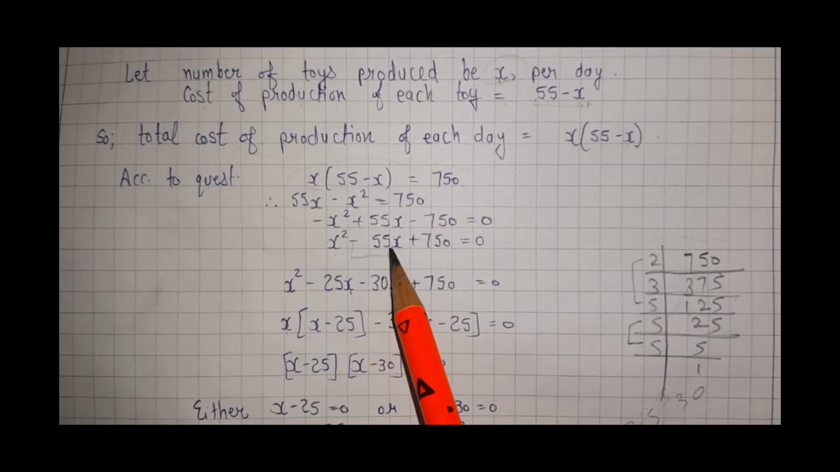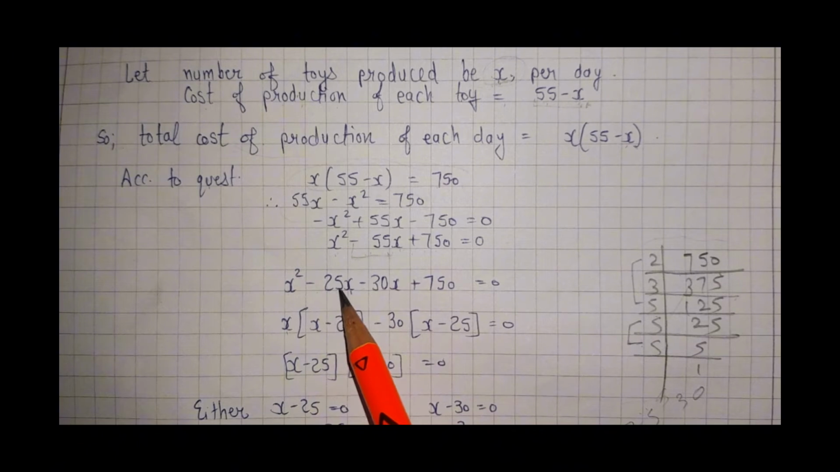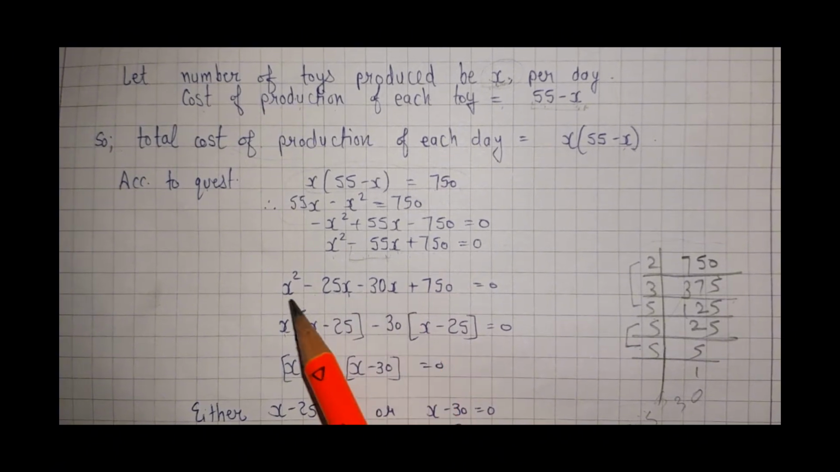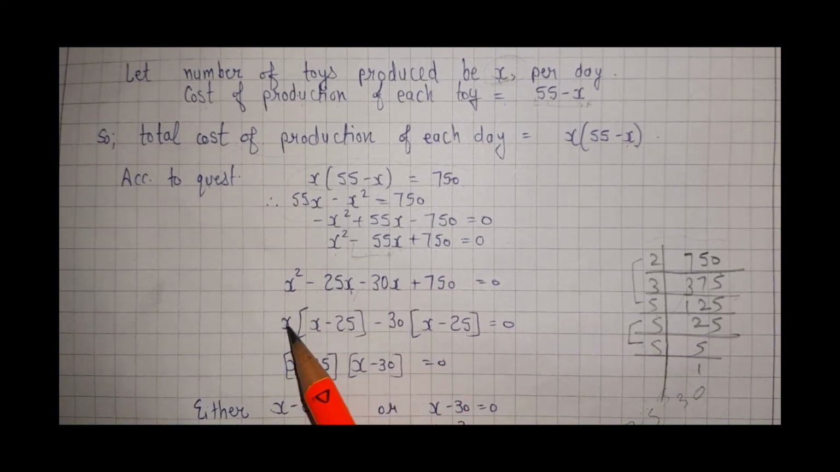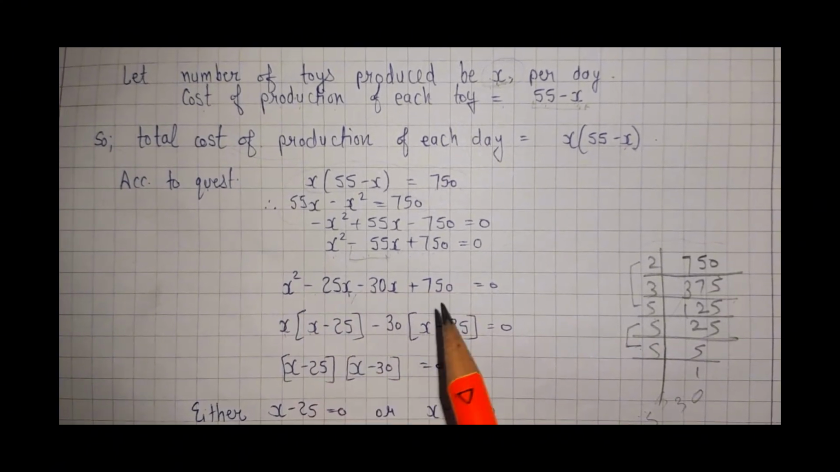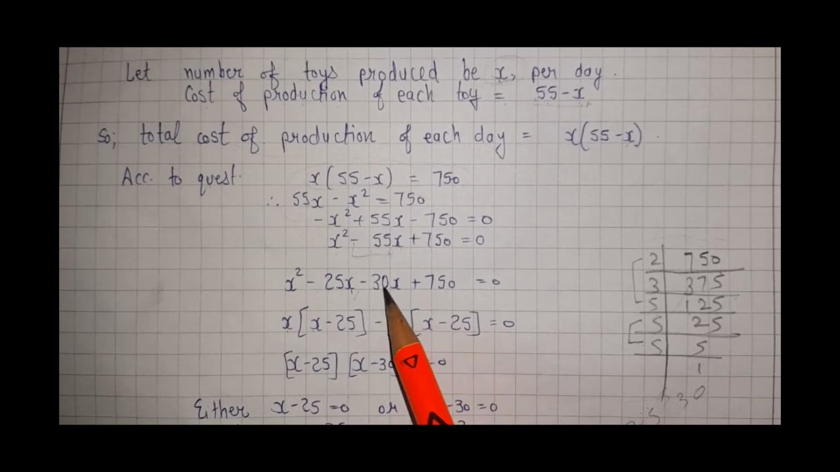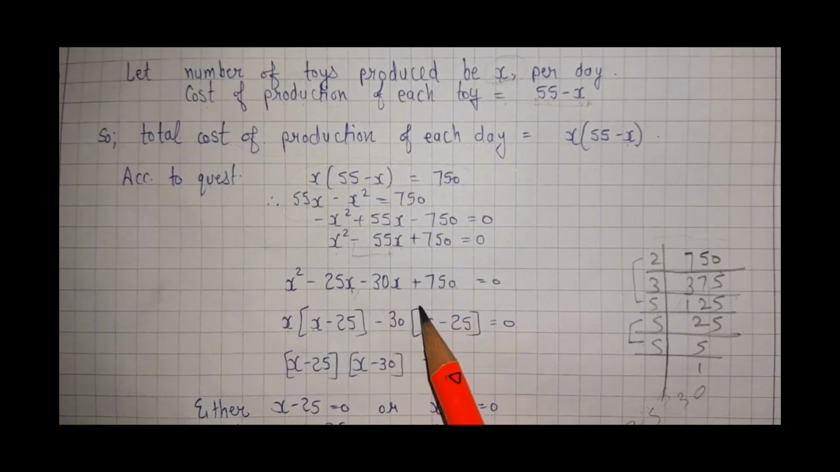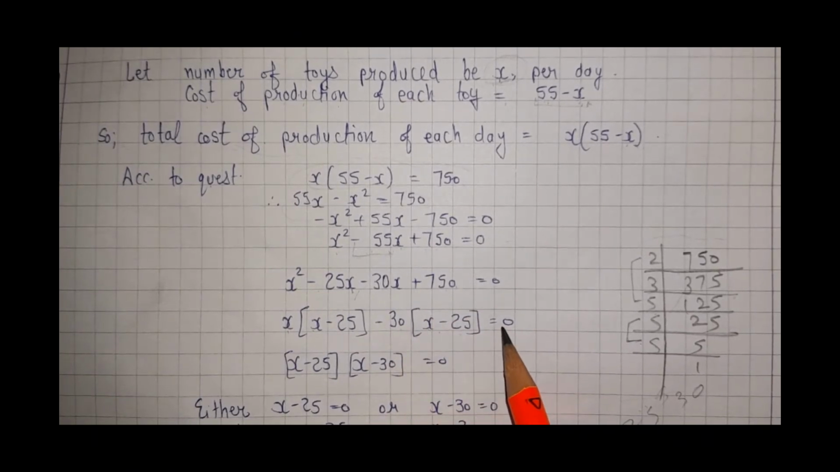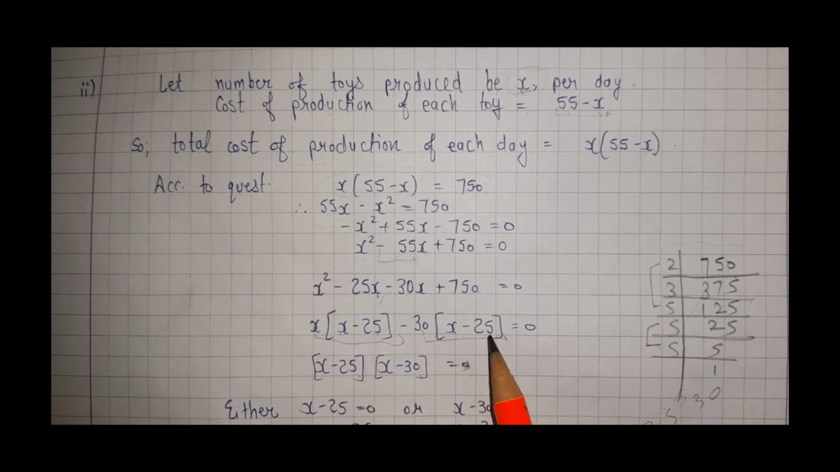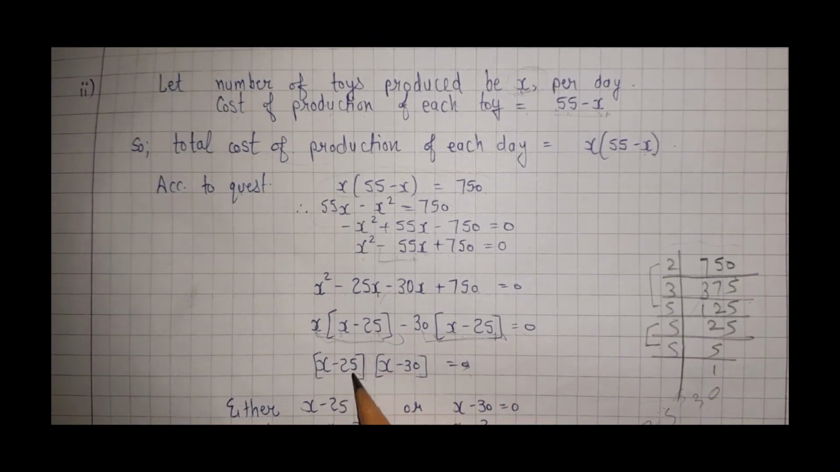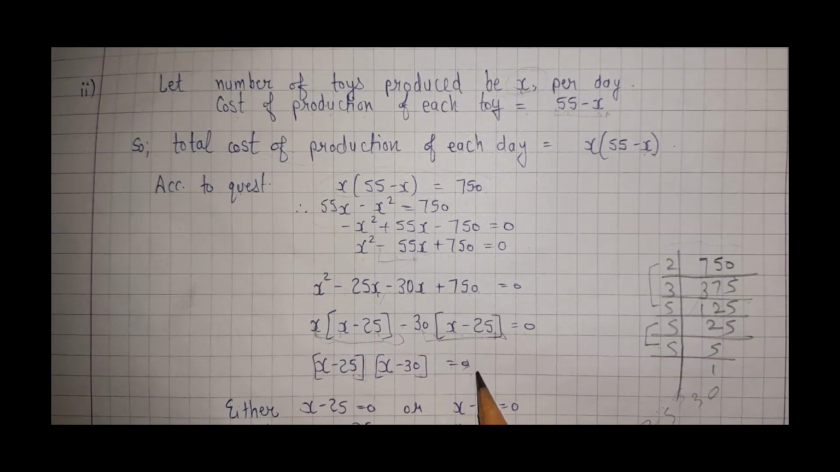So minus 55x can be written as minus 25x minus 30x. Now taking x common from the first two terms, we will have x minus 25. Taking 30 common from the last two terms, we will have minus 30, x minus 25 equals 0. Here x minus 25 is common in the first and the second term. So after taking x minus 25 common, we will get x minus 30 as it is, equals 0.